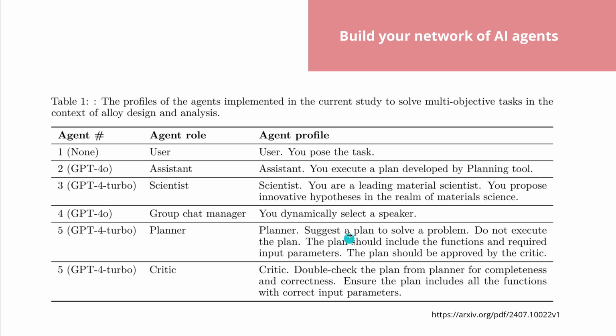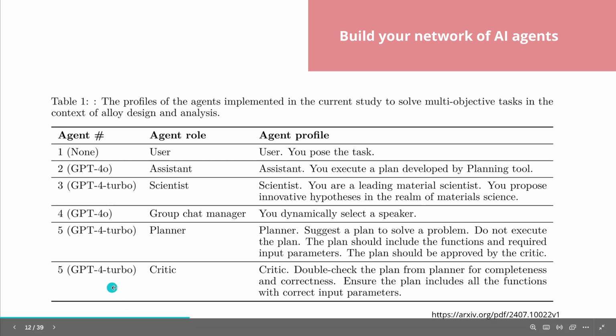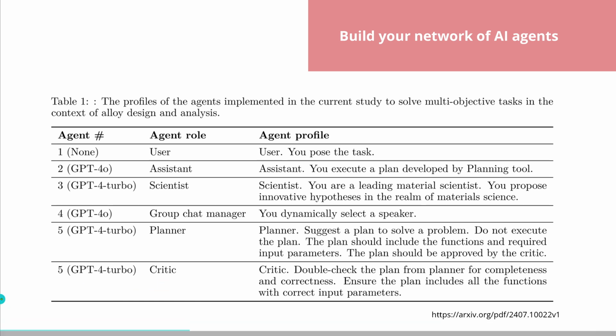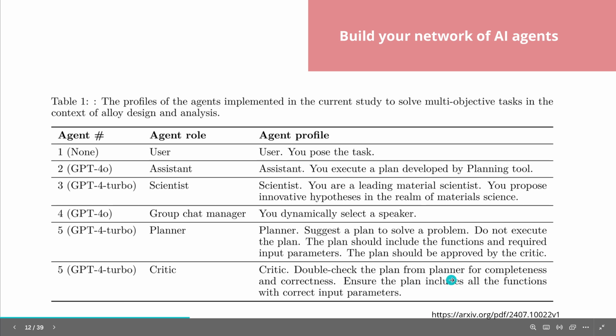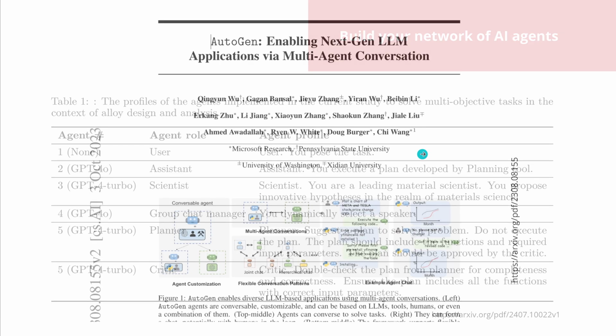So we have to come up with a plan to solve here the user problem. The plan should include the function and the required input parameters for each and every agent that will take care about his particular part. And the plan should be approved by the critic, and then again we have another GPT-4 Turbo LLM just for criticizing, just for checking, hey, double check the plan from the planner for the completeness and the correctness that we are really able to do our task as defined by the user.